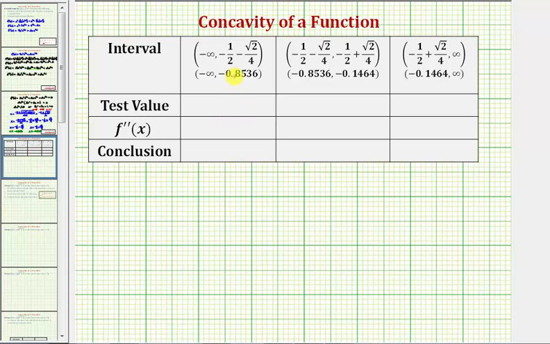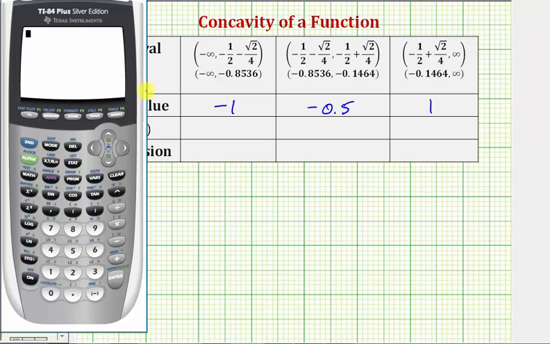And now we'll pick test values in each interval. For this first interval, let's use negative 1. For this interval here, let's use, let's say, negative 0.5. And for this interval, let's use 1. Now we're going to test the sign of the second derivative at each of these test values. And the sign of the second derivative will tell us whether the function is concave up or concave down over the given interval. And we'll do this using the graphing calculator to save some time.